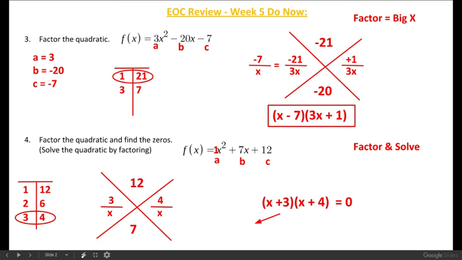So x plus 3 equals 0. We're going to subtract 3 from both sides, and x equals negative 3. And then x plus 4, we're going to make that equal to 0, subtract 4 from both sides. So x equals negative 4. So our final solutions are x equals negative 3 and x equals negative 4.